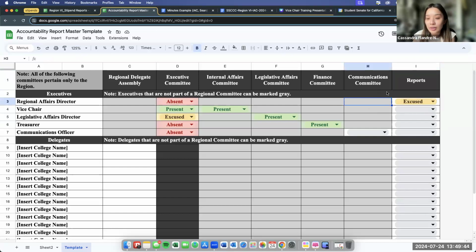But this is where your communication with the regional affairs director is going to be really important, so that you're making sure like, hey, was anyone excused from submitting a report? Was anyone excused from the executive committee, things like that. So they can make sure that no one is going to be penalized for having a possible emergency for not being able to attend a meeting. So you want to make sure you're constantly communicating with the regional affairs director on the accountability reports.